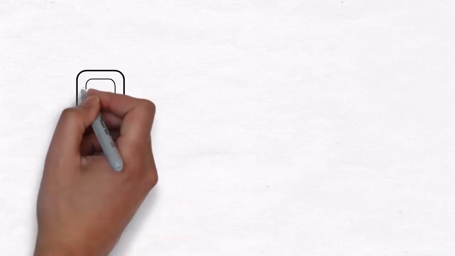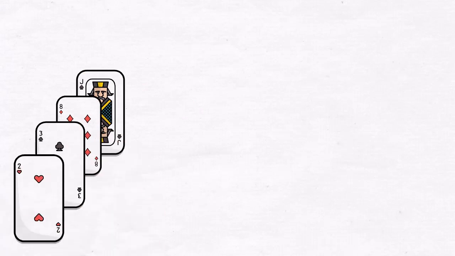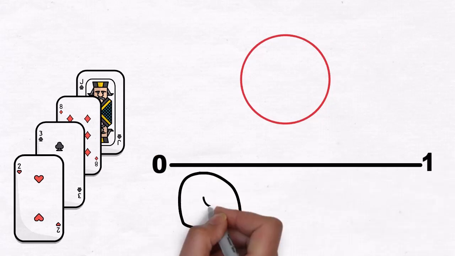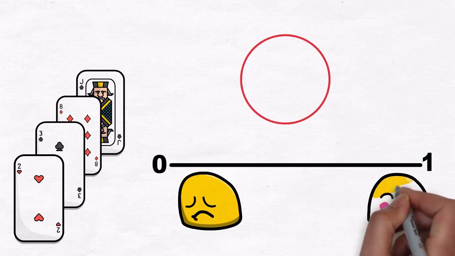To recap, probability helps us understand the likelihood of events occurring. We represent events with circles and assign probabilities between 0 and 1. The closer the probability is to 0, the less likely the event, and the closer it is to 1, the more likely it is.